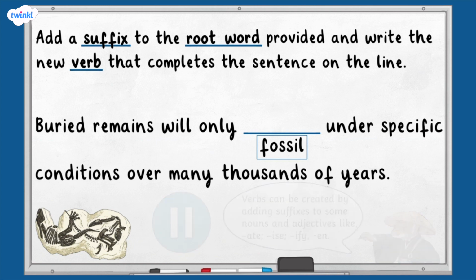Are you ready? Let's take a look at the answer. The suffix "ise" can be added to the noun fossil to create the verb fossilise. Buried remains will only fossilise under specific conditions over many thousands of years. Yes, that sounds correct. Remember, you need to have spelled the new verb correctly to get it right. Well done if you got that right.